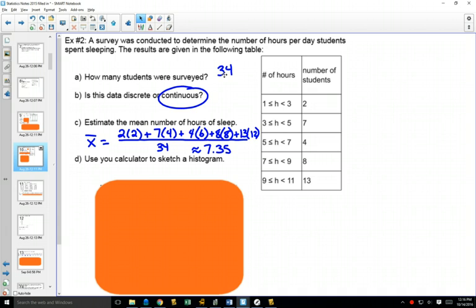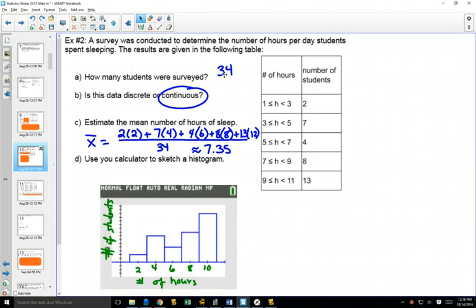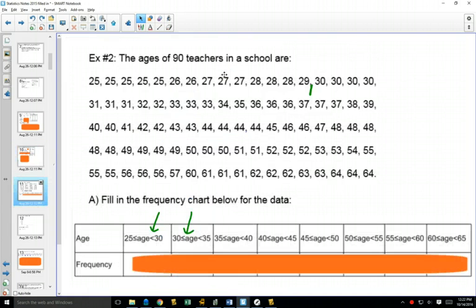See if you can get that into your calculator to produce that histogram. Well, I'll just show it to you. So here's our last example. That is a lot of data.